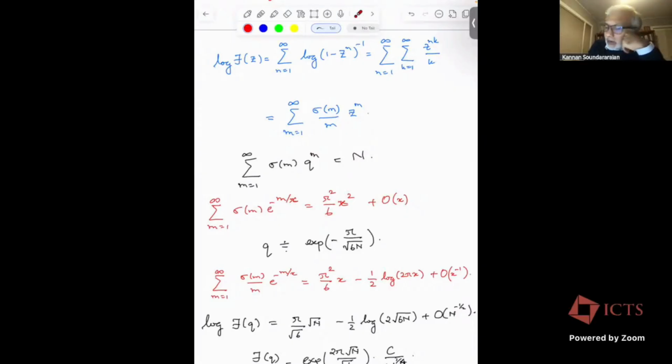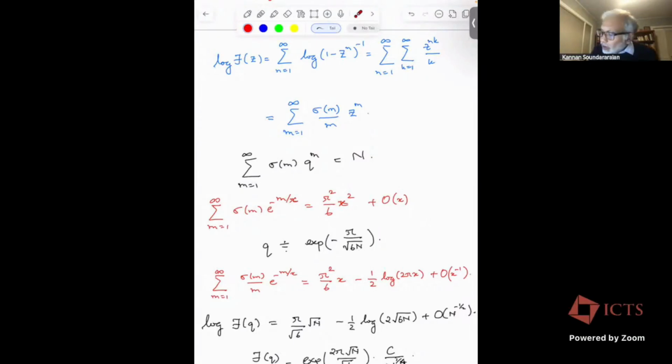Now you can do a simple calculation in analytic number theory of evaluating the sum of sigma m e to the minus m over x. You can write down the Mellin transform of that. It's the generating function sigma m over m to the s multiplied by gamma of s x to the s ds, integrated somewhere in the range of absolute convergence. You shift contours and compute the residue of the pole in the standard way, and you will get a contribution here. This pi squared over 6 is zeta of 2, pi squared over 6 times x squared, and then there's an error term of size x. You can be a lot more precise, but this is just to write something down.